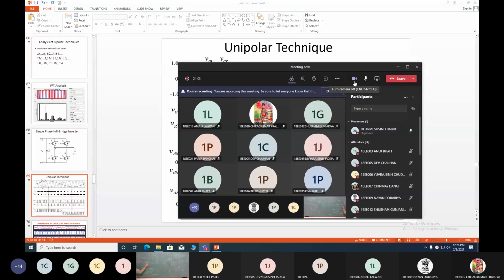So this gate pulse is applied to switch number S1. You can see that S1 and S4 cannot be turned on at the same time. If they are turned on, what will happen? Your supply will be short circuited. Clear? So you must keep in mind that both must be turned on in a complementary fashion. In the same way, S3 and S2 are turned on in a complementary fashion.